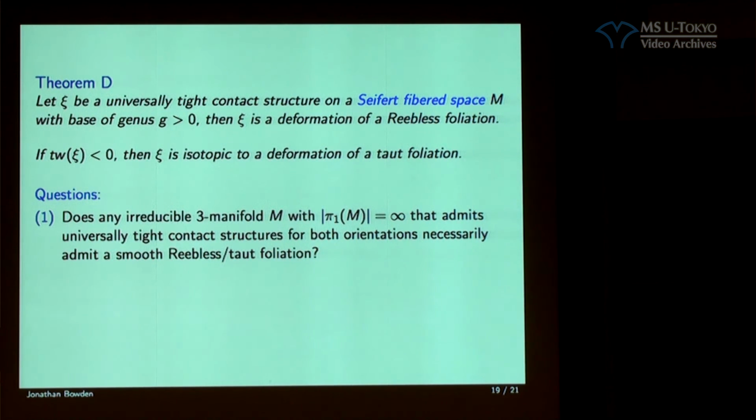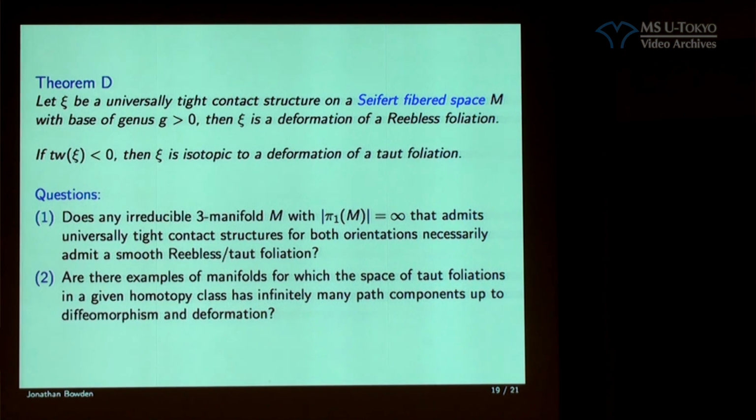And another one is something I alluded to earlier. Are there manifolds which admit infinite numbers of taut foliations that are distinct up to deformation and diffeomorphism?